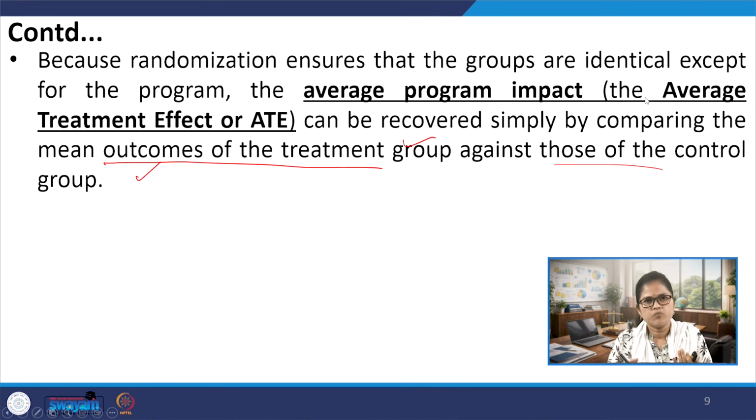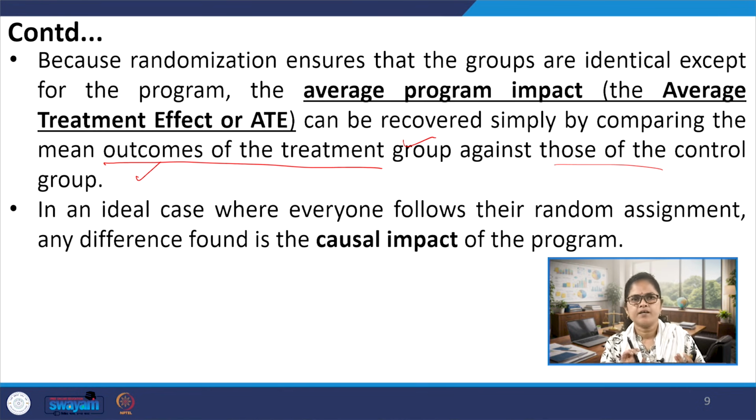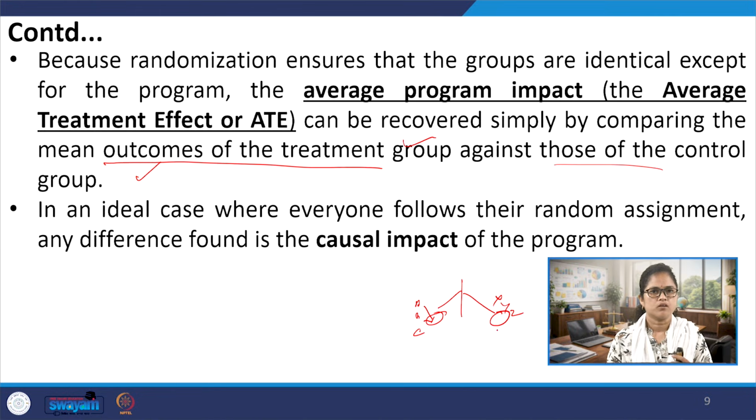So, this average treatment effect is nothing but the average program impact or average policy impact. Okay. And if you are considering an ideal case, in an ideal case everyone follows their random assignments. So, suppose we have divided the groups into control and intervention or treatment groups, and here let us say that A, B, C, D members are assigned to the treatment randomly, and X, Y, Z participants are randomly assigned to the control group. Okay. So, in an ideal situation, everyone follows their random assignment.